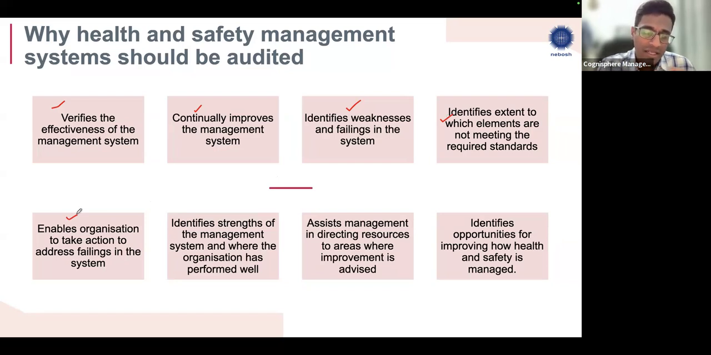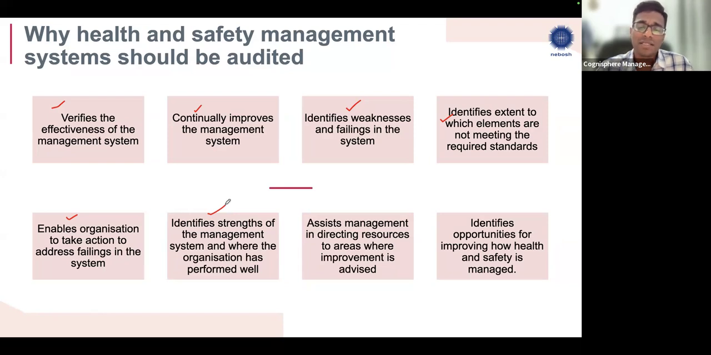Okay, so for any weakness or any gaps you identify, you take actions. It identifies the strength of the management system and where the organization has performed well. So many people think audit is only to criticize the management system's weakness. No, audit also highlights the strengths of your management system.